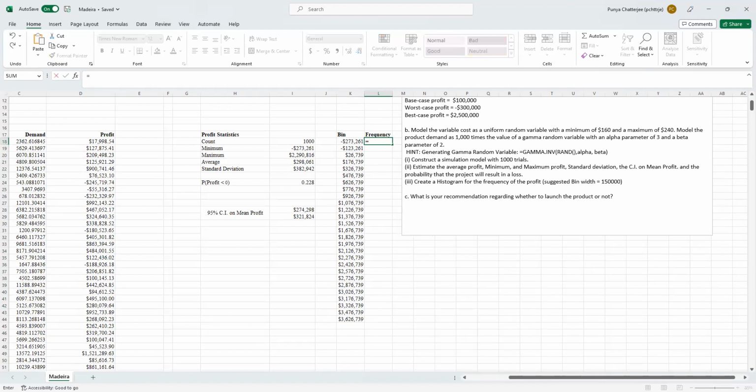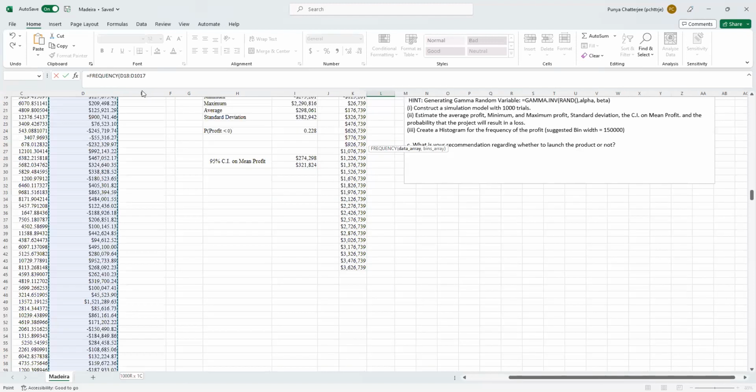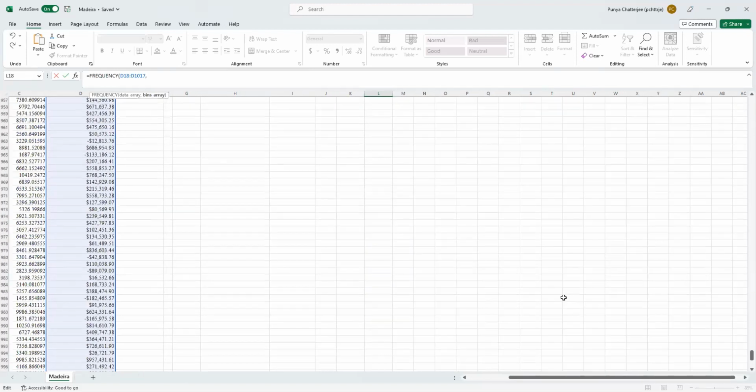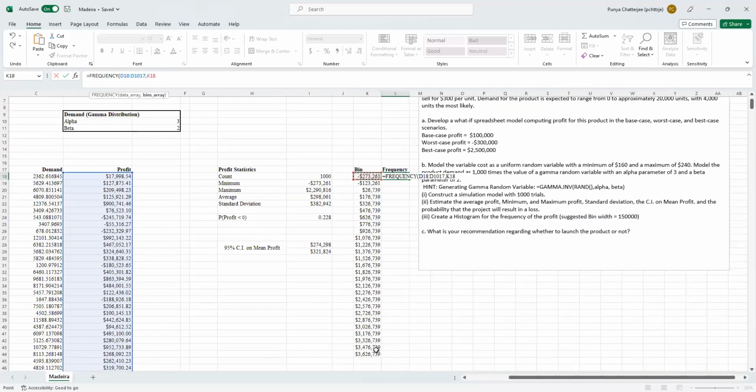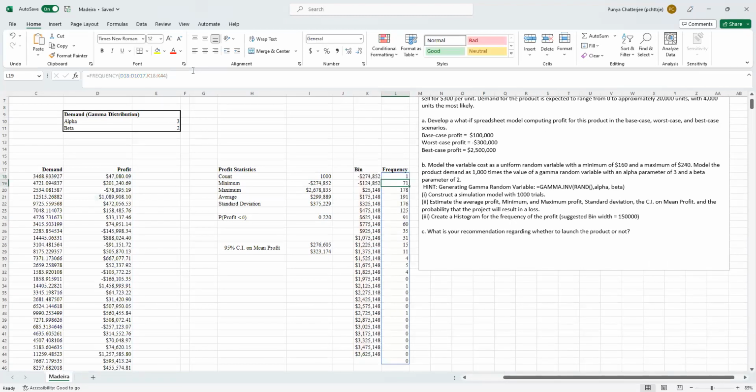Then my frequency. So I would say just drag it down a little bit more than your max, because as you know, these numbers are changing, right? Because every time Excel is generating a random number, all these values are changing. So just make sure to drag it a little bit more. So your frequency is going to be your frequency function. Then you're going to take your data array, comma, your bins array. And these are your frequencies.